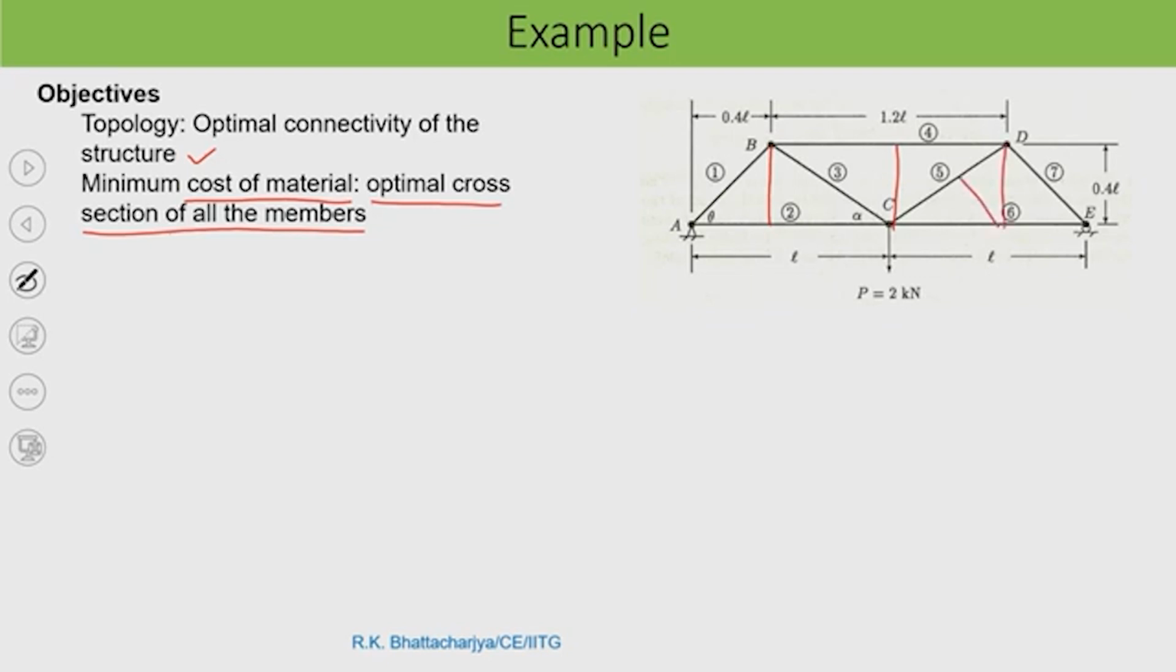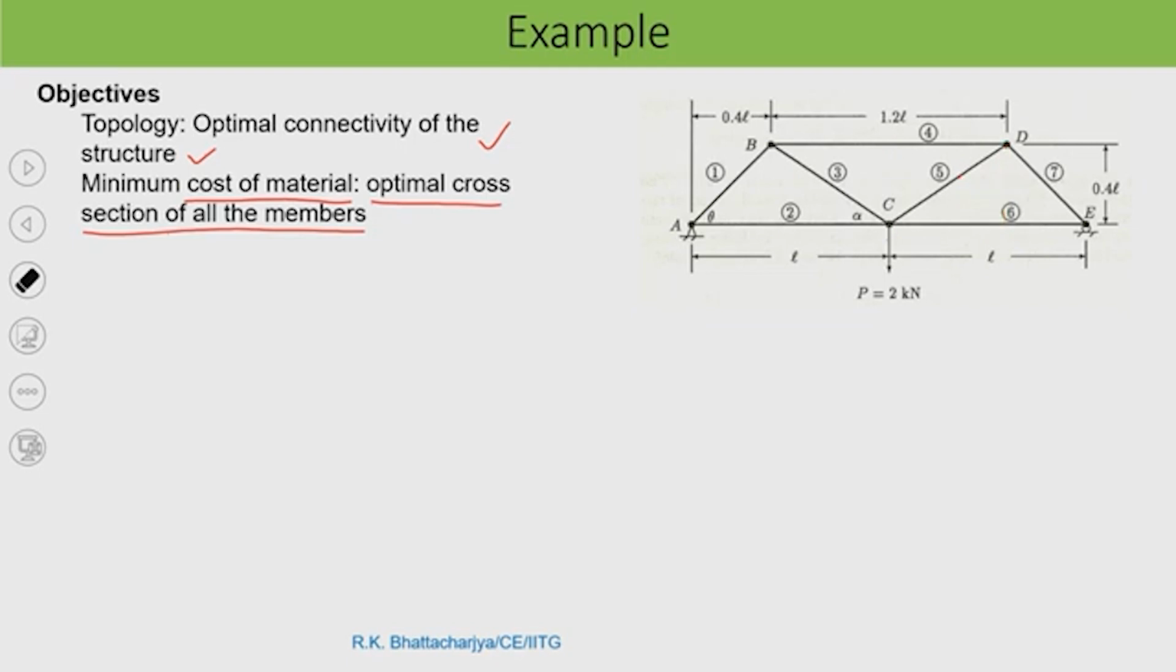Okay. So, if I go for the first objective, what are the connections I actually need, and that is the optimal connectivity. In this case, suppose this is not required, this is not required, this is not required. So, finally, what am I getting? I am getting this particular structure.